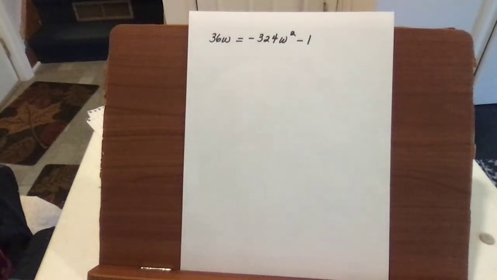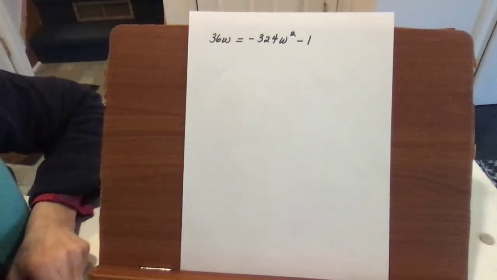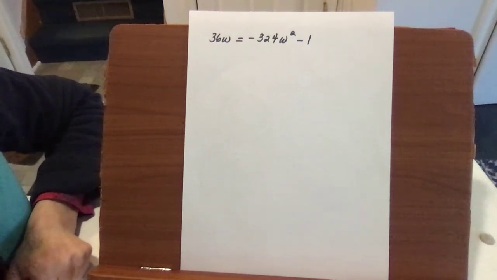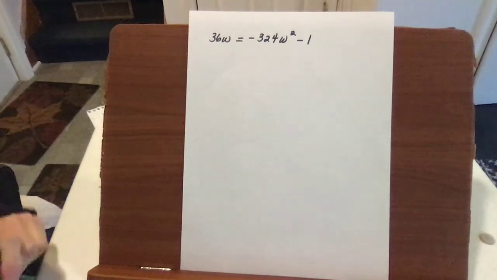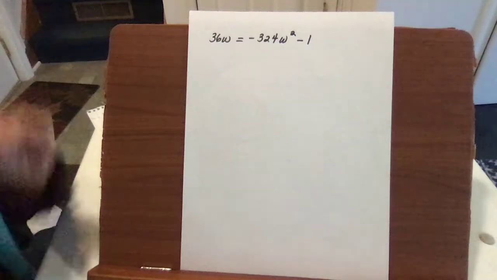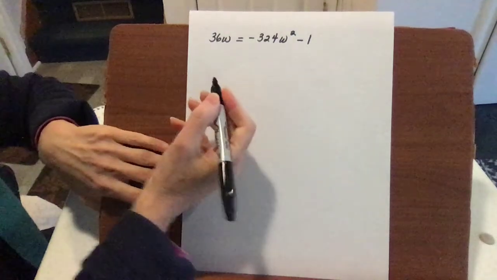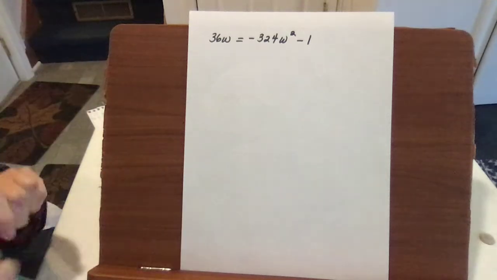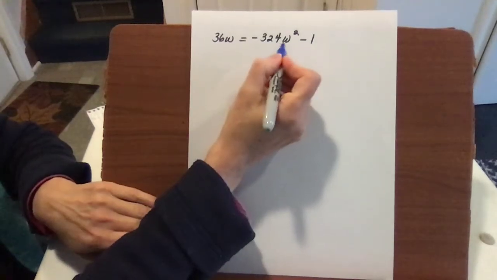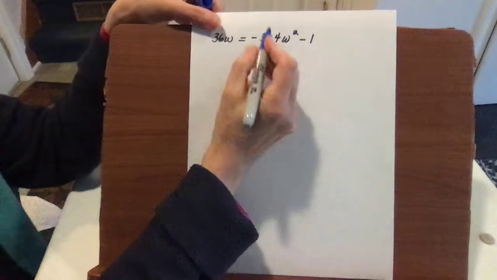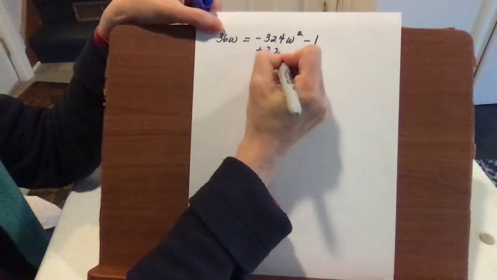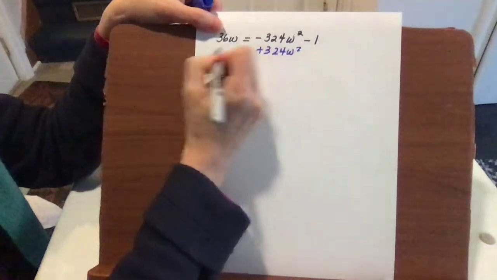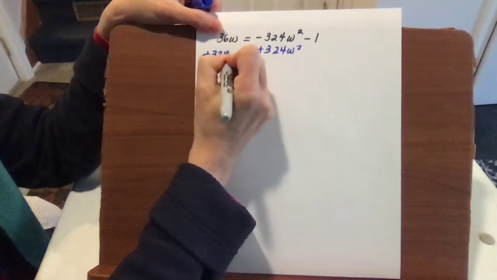Next problem. All right, like I said, they come in all shapes and sizes. 36w equals negative 324w squared minus 1. A lot of us might skip this problem because we see 324, and that's like crazy. So again, what we do is we bring over everything to the left side. Now I'm going to bring this over to the left side because I don't want this to be negative. So I'm going to bring it over here.